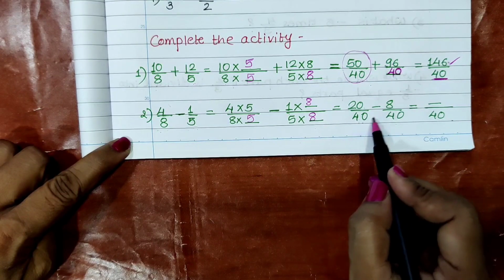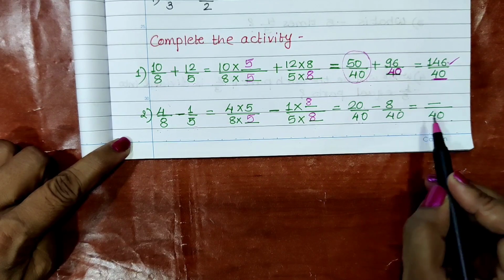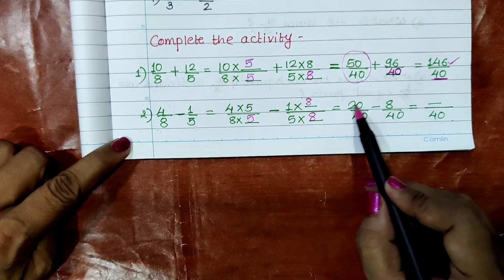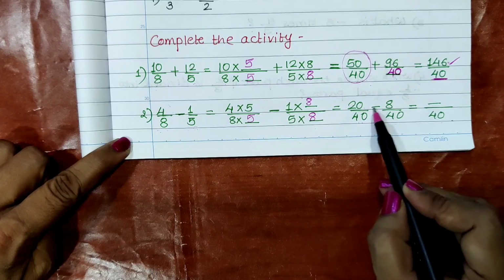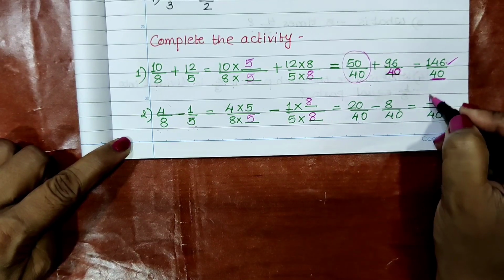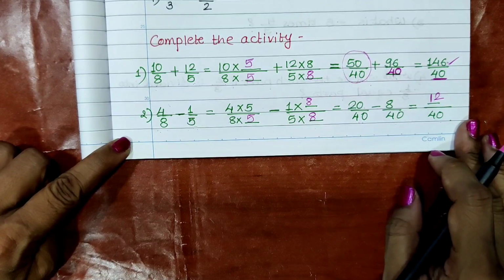Now what we have to do? We have to write this common denominator one time in the answer. So the common denominator is written one time, and what is there in the numerator? 20, minus sign is there in between, so you have to subtract. 20 minus 8, answer will be 12. So in this way you have to complete this activity.